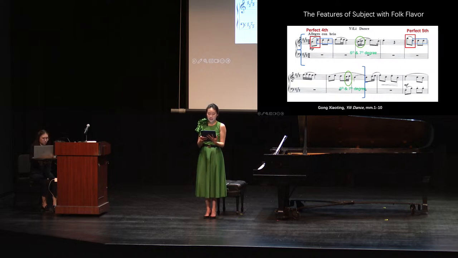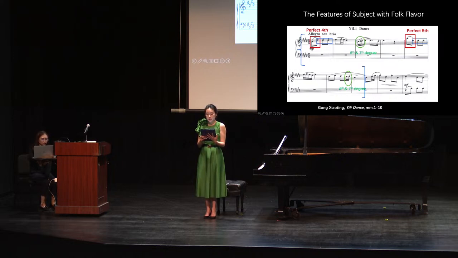However, for the melodic minor scale in Western music theory, the 6th and 7th degrees are supposed to be lowered a half step while the melody descends. So this is opposite to a primary rule established in Western music.